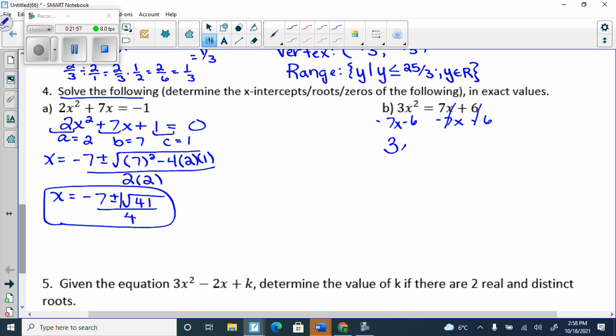So I get 3x squared minus 7x minus 6 equals 0. Now I say what times what equals negative 18, and what plus what equals negative 7. What do you use? Negative 9 and positive 2.